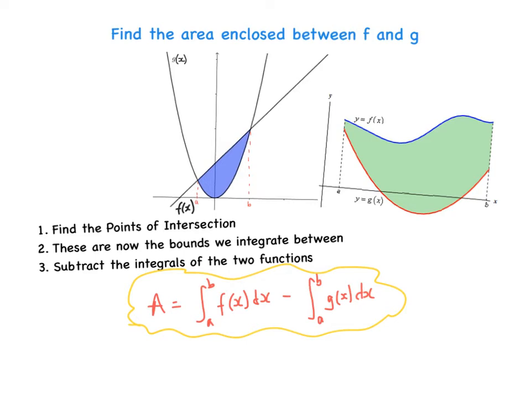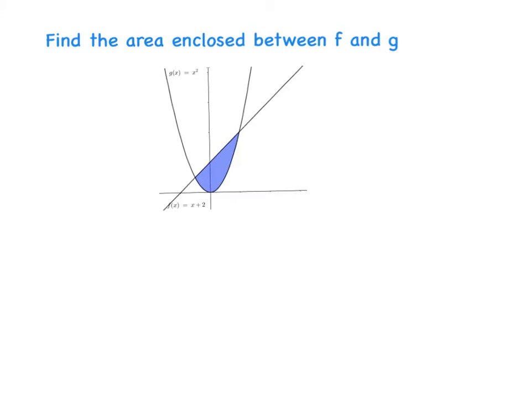Okay, so let's get started with this question. Here we have our two functions: g of x is equal to x squared and f of x is equal to x plus 2. Let's put the two functions equal to each other so that we can find our points of intersection. Very quickly we see we have a quadratic equation to solve: x squared minus x minus 2 equal to 0.